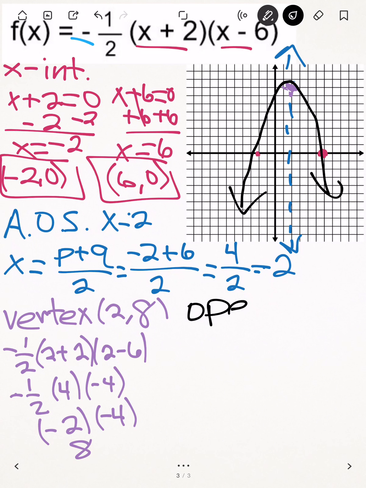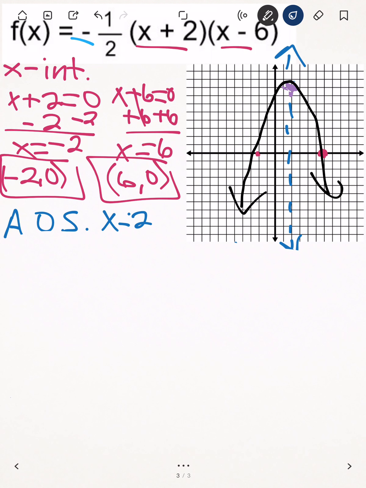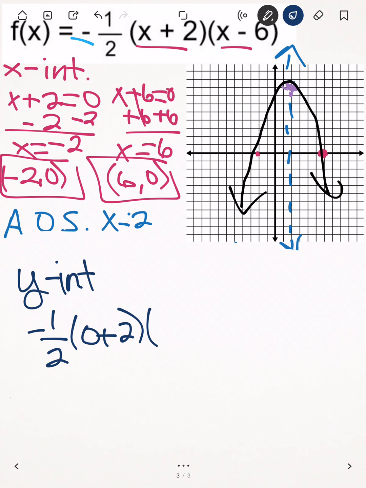Remember, to find the Y-intercept, you plug in 0. So let's do it in this navy color. So Y-intercept, we plug in 0. So I get a negative 1/2 times 0 plus 2, then 0, not X, I'm sorry, times 0 minus 6. I get a negative 1/2. 0 plus 2 is 2. 0 minus 6 is a negative 6.